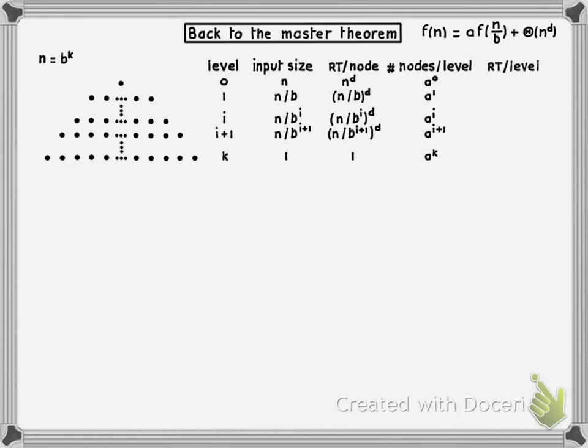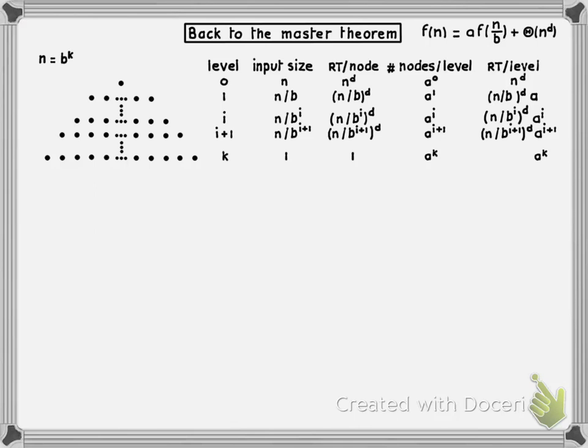So, what is then the runtime per level? Well, it's just the product of the number of nodes at that level times the runtime per node at that level. So at level 0, we have the product of n to the power d times 1. At the next level, we have this number times a, and so on and so forth. Let me just fill in the column now, just by multiplying the two previous columns.